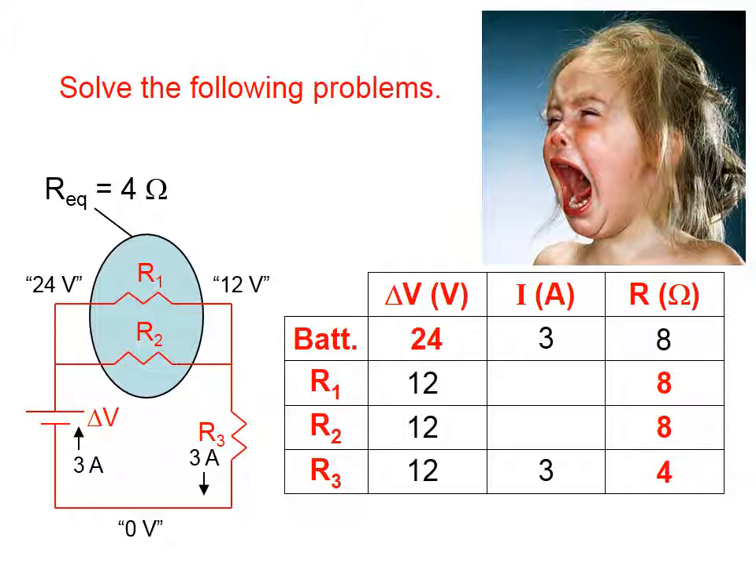We can now figure out the current through resistors 1 and 2. 12 is equal to what times 8? 1.5 amps.